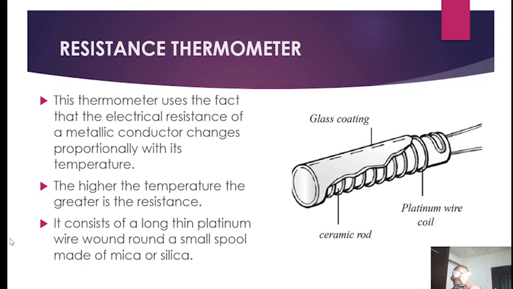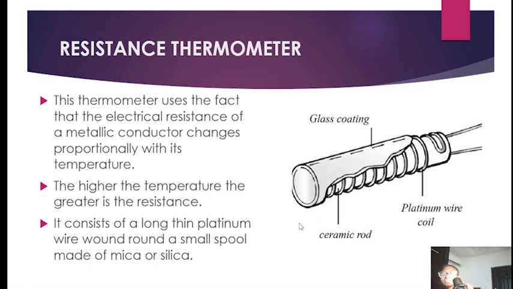Then we have the resistance thermometer. This is the last type of thermometer we're going to talk about today. This thermometer uses the fact that the electrical resistance of a metallic conductor changes proportionally with its temperature. The higher the temperature, the greater the resistance. It consists of a long thin platinum wire wound round a small spool made of mica or silicon.